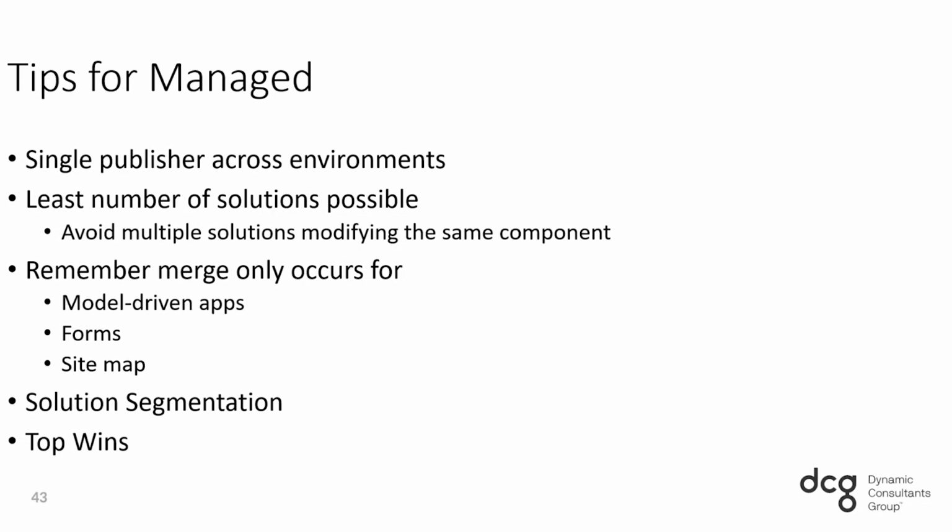Merge only occurs for model-driven apps, forms, and sitemap. And what do I mean by merge? That means instead of a change overwriting, it merges the changes together and the system figures out what looks best. So it's hard to tell when something merges. So just remember, if you're moving model-driven apps, forms, or sitemap, you don't want to have sitemap in 5 managed solutions. You want to have it in one managed solution that you work with. Solution segmentation is key. And remember, top wins in managed solutions, right? When you're dealing with layers.